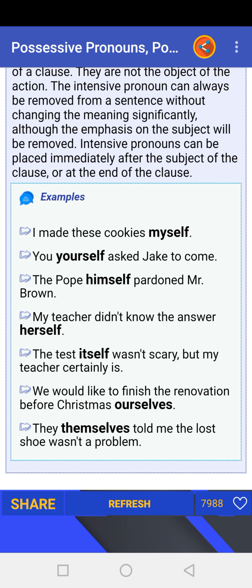You yourself asked Jack to come. The Pope herself pardoned Mr. Brown. My teacher didn't know the answer herself. The test itself wasn't scary, but my teacher certainly is. We would like to finish the renovation before Christmas ourselves. They themselves told me the lost shoe wasn't a problem.